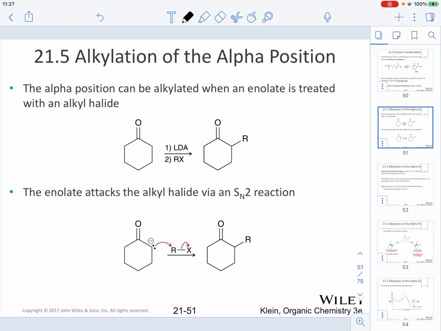In the second step of the reaction, we're going to have the introduction of an alkyl halide, and that's what's going to bring the alkyl group. So what you have in the bottom is just the illustration that alkylation is going to be occurring via an SN2 reaction.